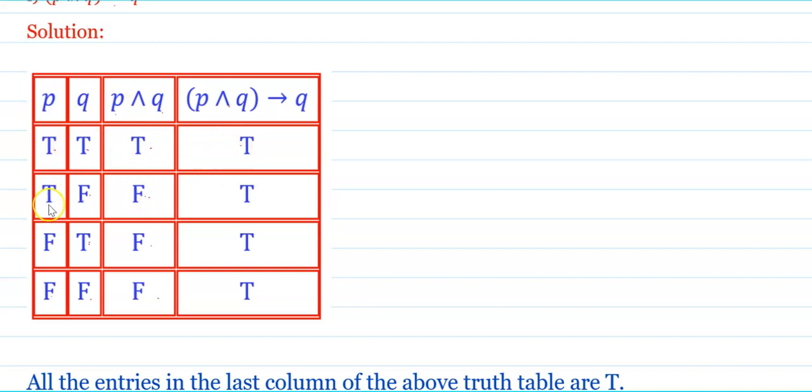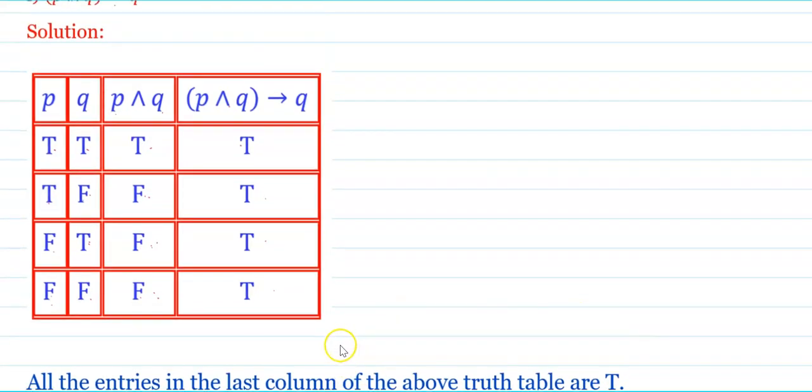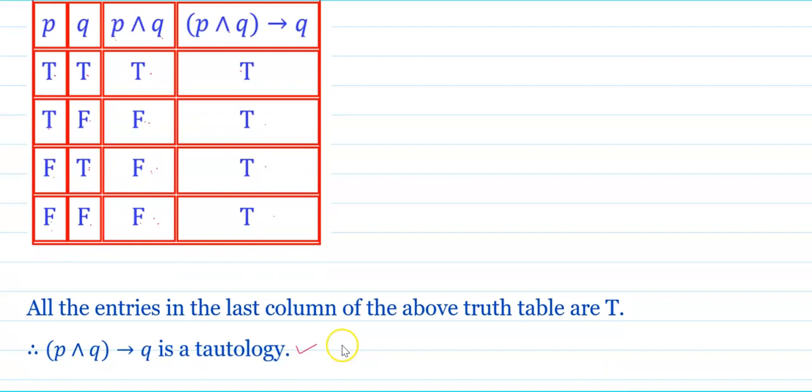F implies T. What does it imply? It implies T. Therefore it is true. F implies F. Both of them are the same. Therefore it is true. F implies F. Both of them are the same. Therefore it is true. All the entries in the last column are the same. That is T. And therefore the given statement pattern is a tautology. Okay, you can see.